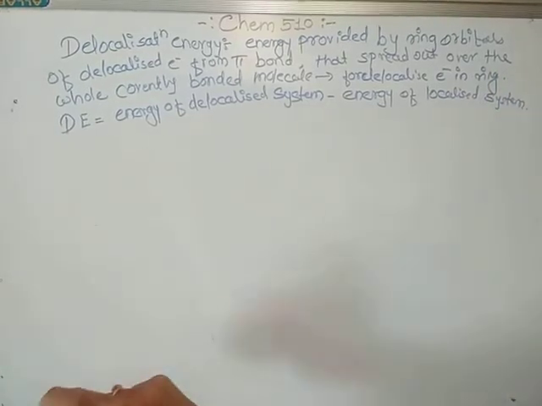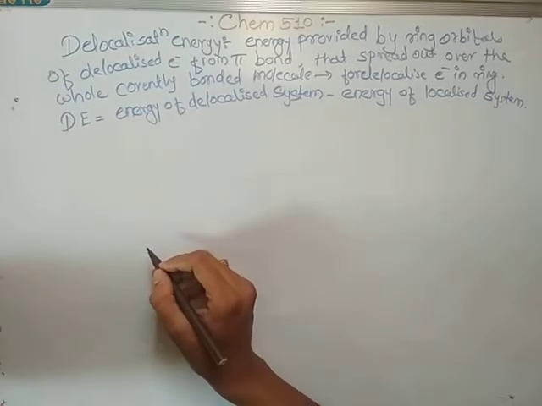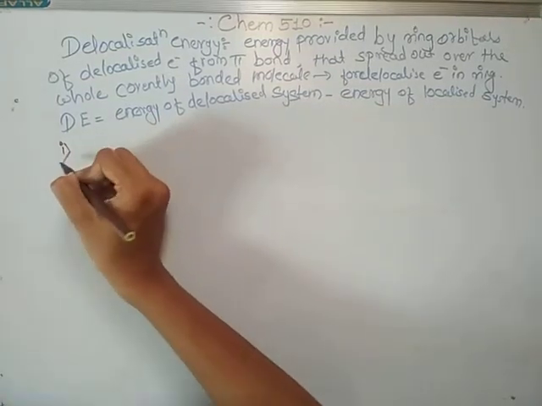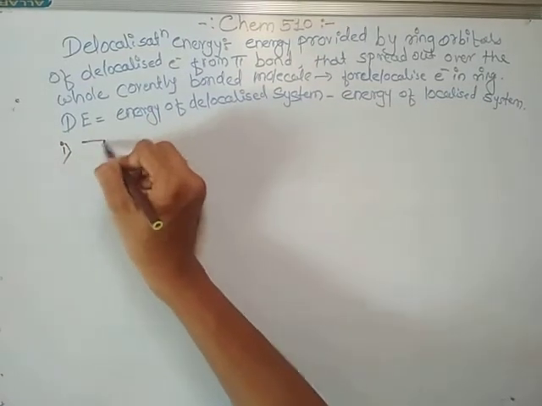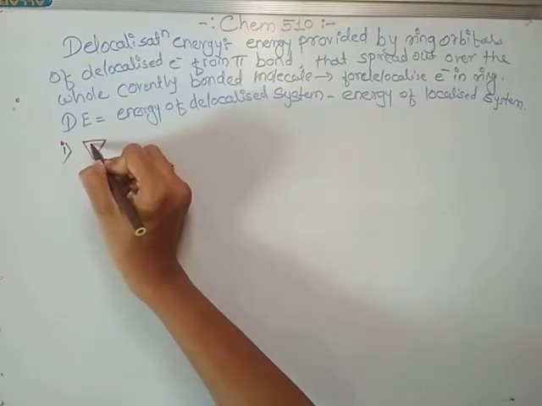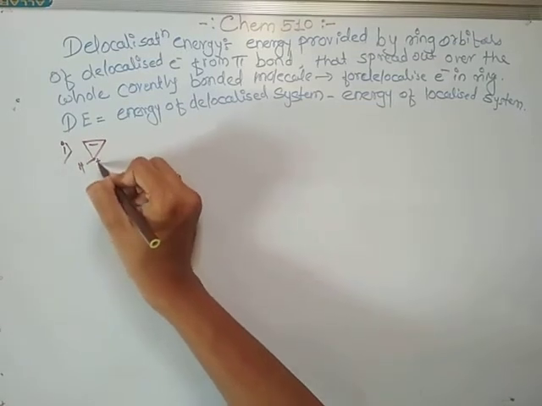For better understanding, we will take one example, that is the smallest ring system, this is cyclopropylene cation.